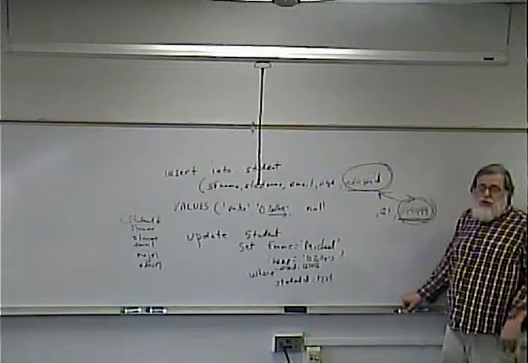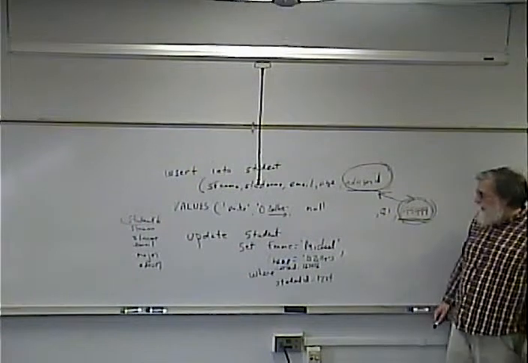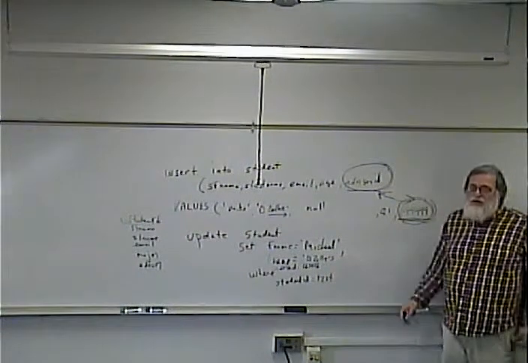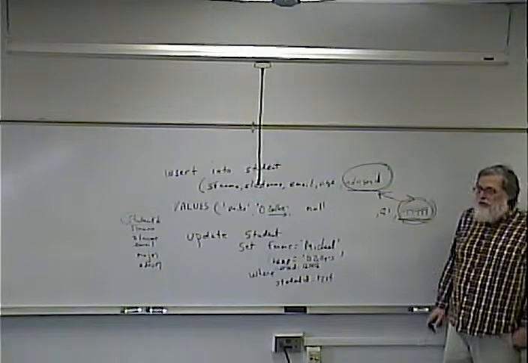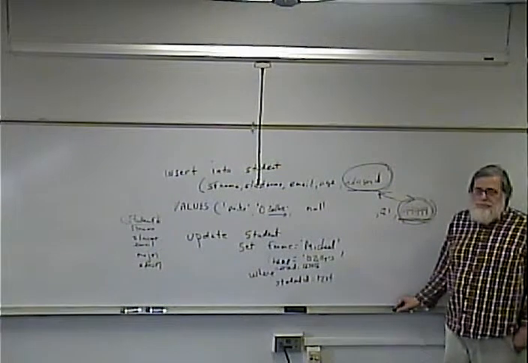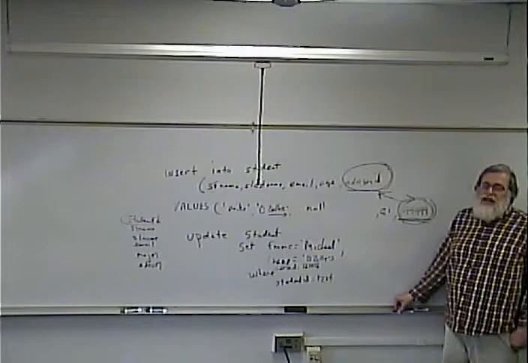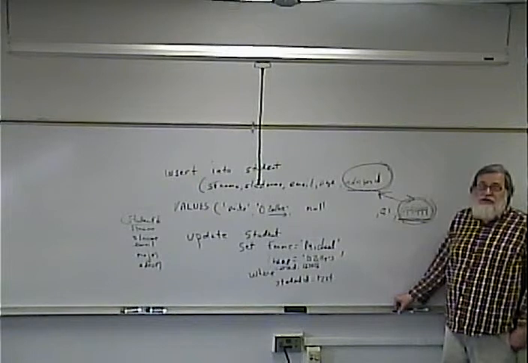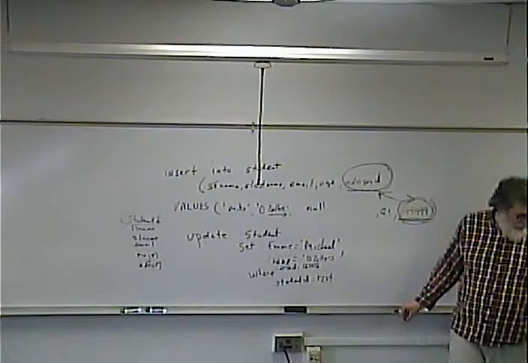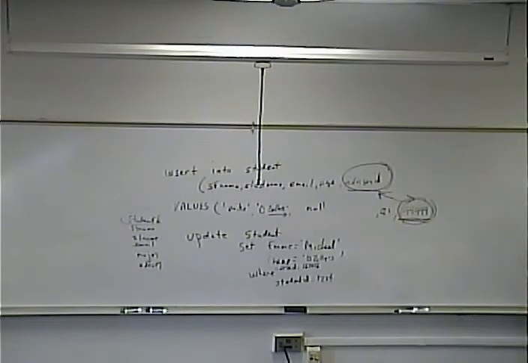Now, to Jesse's point before about updating wrong data, what if I omit the where clause? What happens if I omit the where clause on an update statement? It updates everyone. It updates all the rows. So it's very similar to a select statement. With a select statement, if I don't specify with the where clause what students I want to see in the list, who am I going to see? I'm going to see all the students.